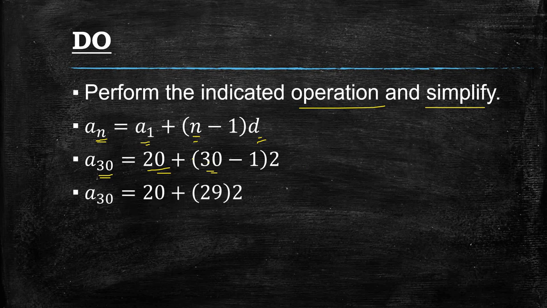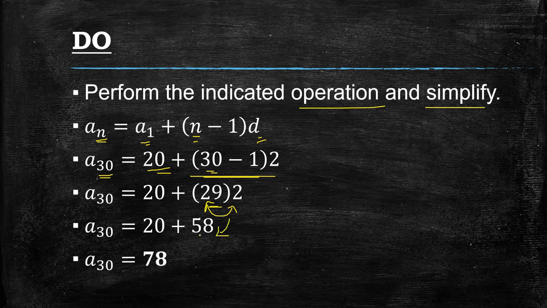Okay, next, compute natin. Operations inside the parentheses, 30 minus 1 is 29. Okay, and then, proceed lang tayo sa next equation natin. 20 plus, so we need to get the product between 29 and 2. So that is 58. And lastly, 20 plus 58 is 78. Therefore, the value of our a sub 30 is equal to 78.